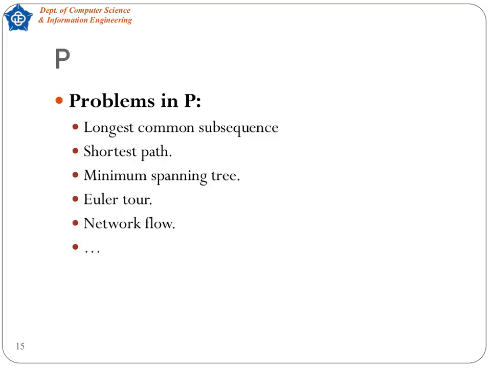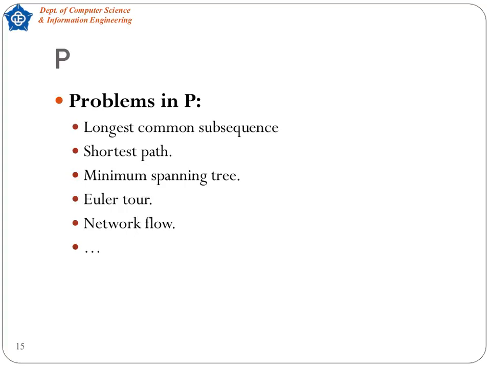Now that we've defined P as the class of problems solvable in polynomial time, let's explore some classic members of this family. Longest common subsequence, which finds the maximal matching sequence between two strings. Shortest path, which determines the least cost route in a graph. Minimum spanning tree, which connects all vertices with the minimal total edge weight. Euler-Tour, which visits every edge exactly once. Network flow, which maximizes throughput through a capacitated network. Together, these examples show just how broad and powerful Class P is, covering everything from string processing to graph theory and optimization.